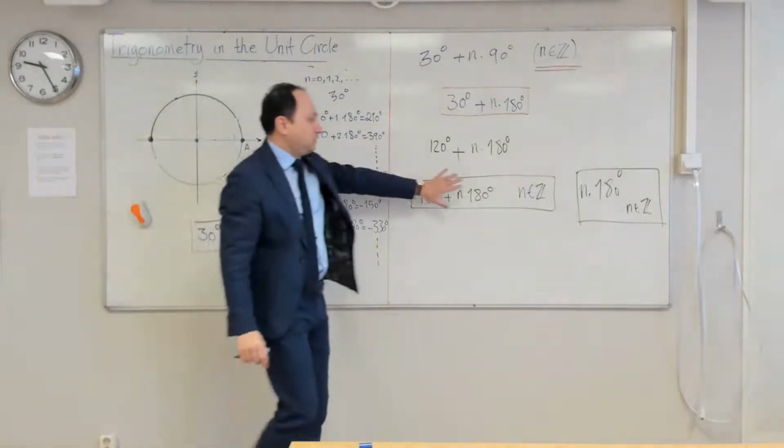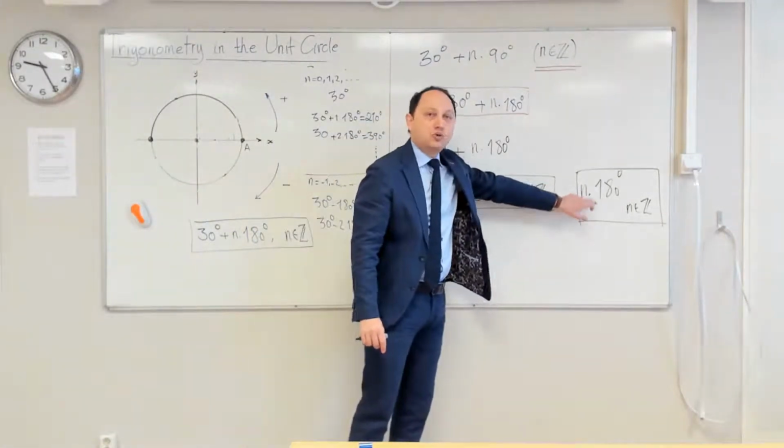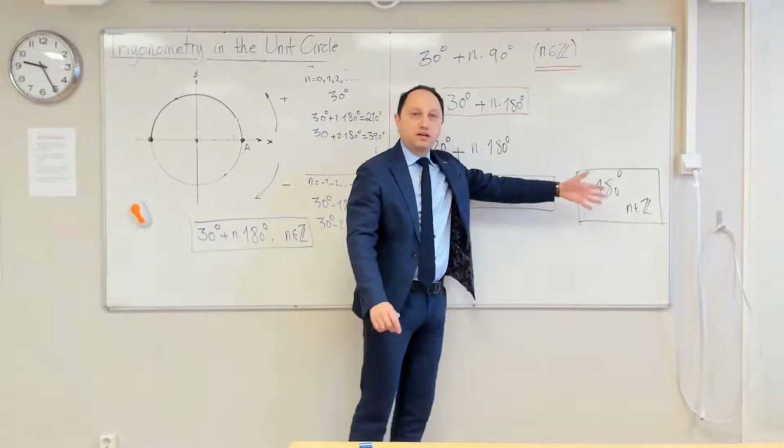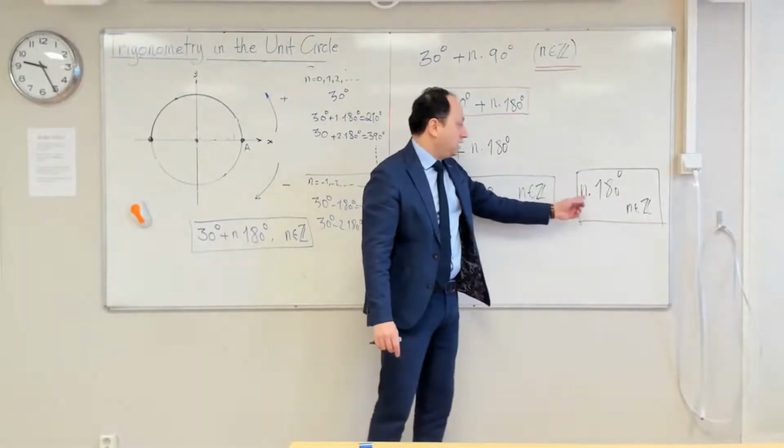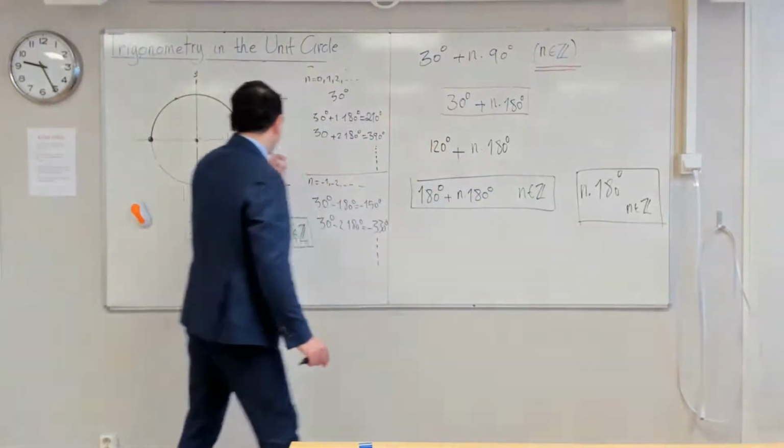But let us momentarily forget about this formula. Let us see how many points this formula will generate. Or is there any difference between them? So here, when I put n equal to 0, I get 0. So I stand here.